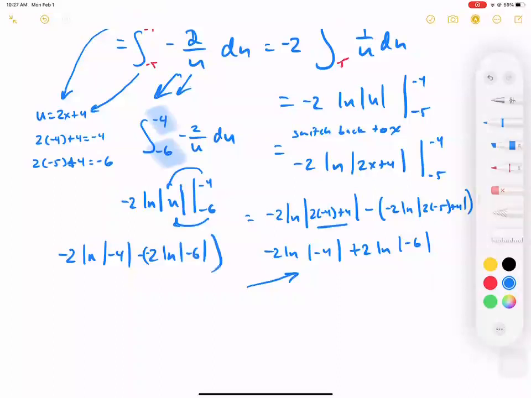And we can simplify this to be negative 2 natural log of 4 plus 2 natural log of 6. Same thing here, negative 2 natural log of 4 plus 2 natural log of 6. So you always end up with the same answer. It just depends which one you're more comfortable with. Do you want to change ahead of time, or do you want to change afterwards? But there is no difference.